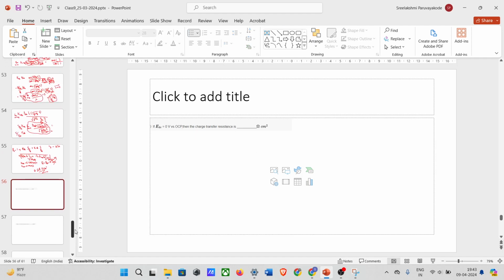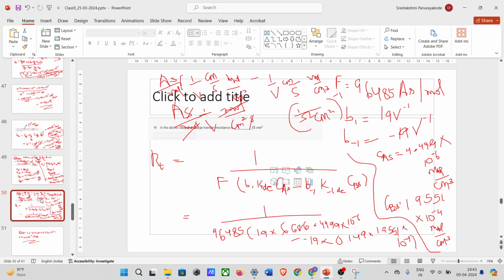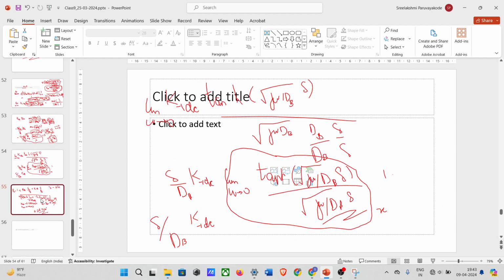Okay. Meanwhile, you can start doing the next question. That is, if EDC equal to 0 volt versus OCP, what is the charge transfer resistance? If you remember, we had done this kind of question in question number 9, that is how to find the charge transfer resistance. In that question, we have the formula 1 by F into B1 K1 DC CAS minus B minus 1 K minus 1 DC CBS. Now the question is, what will happen if EDC equal to 0? Can you tell me?